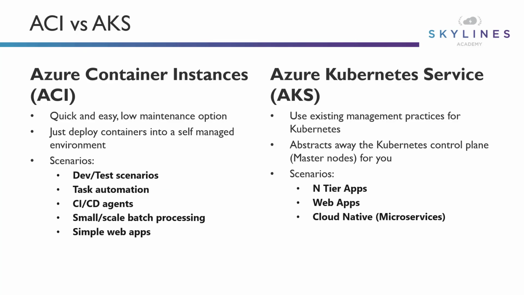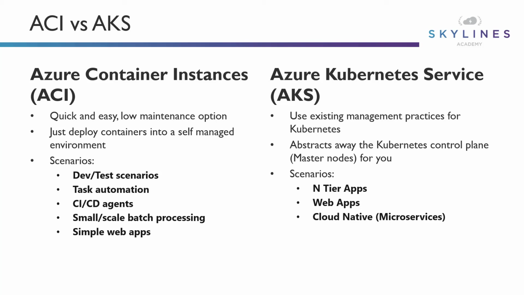Now you need to understand for the AZ-900 exam that Microsoft has two flavors of providing managed container services to you. On the left, we have ACI, Azure Container Instances. On the right, we have the Azure Kubernetes Service. ACI, this is the quick and easy, low maintenance option. Just deploy the containers into a self-managed environment. And Microsoft lists the scenarios as follows: dev test, task automation, CI/CD agents, small scale batch processing, simple web apps. So think sort of testing, experimenting, playing around.